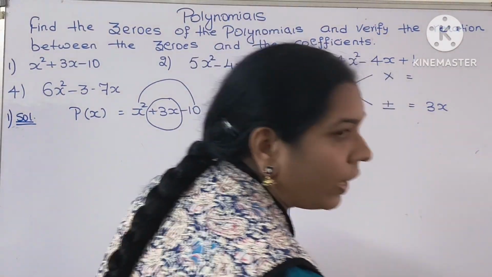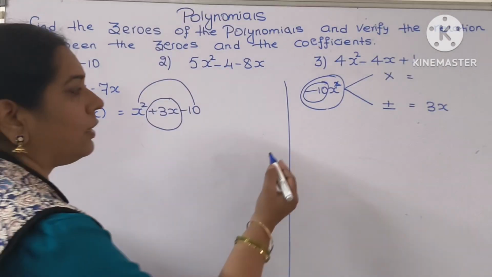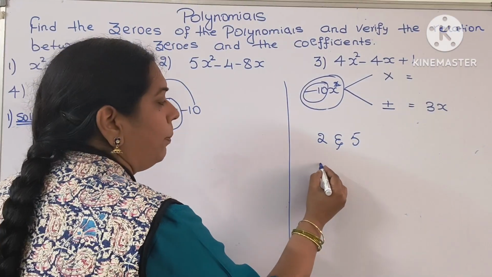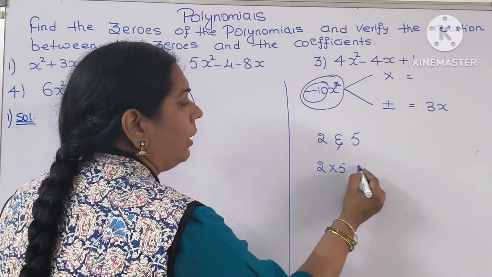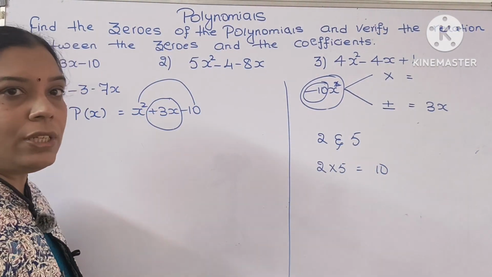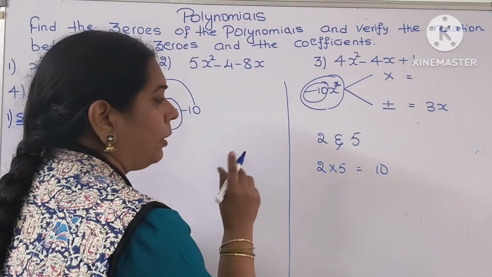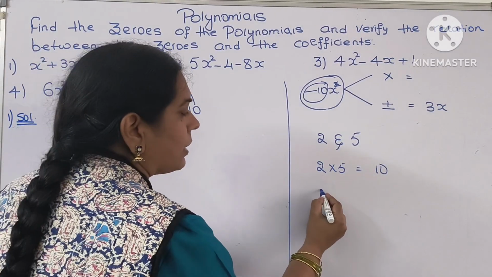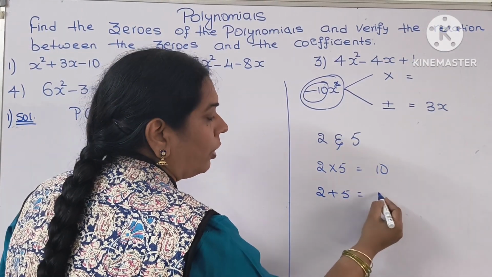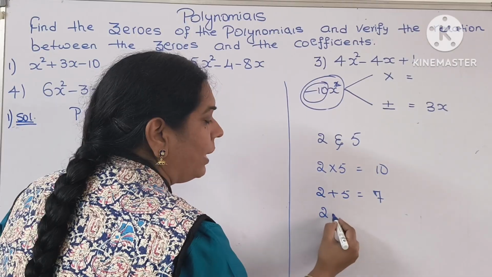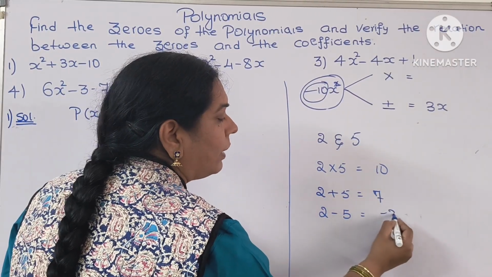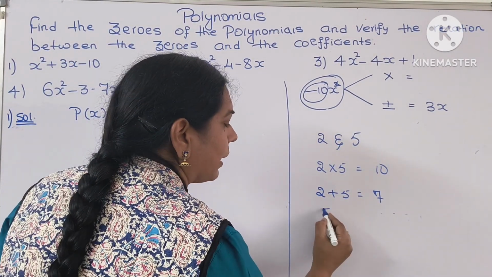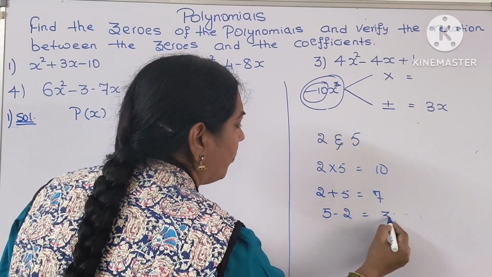Let us move to the next set of factors. For 10, what are the next factors? They are 2 and 5. 2 fives are 10. So, let me check. When I multiply the factors 2 and 5, I get, no doubt, 10. So, multiplication is giving the correct answer. Now, let me check if I add or subtract these, whether I will get the 3. Yes, 2 plus 5 will give me 7, but if I subtract the factors, I will get the required 3. See, you have to subtract: 5 minus 2, which is 3.